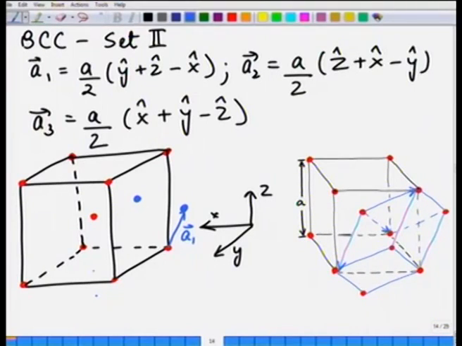Similarly, in this case for the A3 vector, you see the x and y plane, the bottom plane, you take the bottom plane and go down further below. So this will be your A2 vector, and going down below there will be the A3 vector. This is a little bit of a bad drawing, but if you draw this, now you can imagine, if you wish, there's a BCC cell.